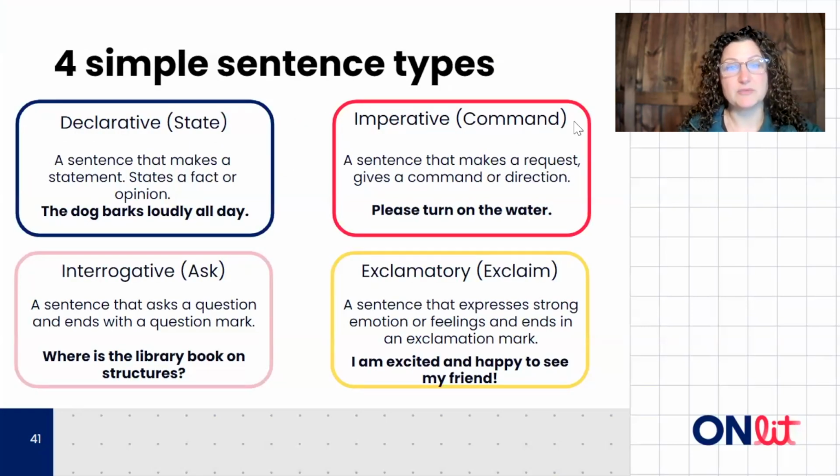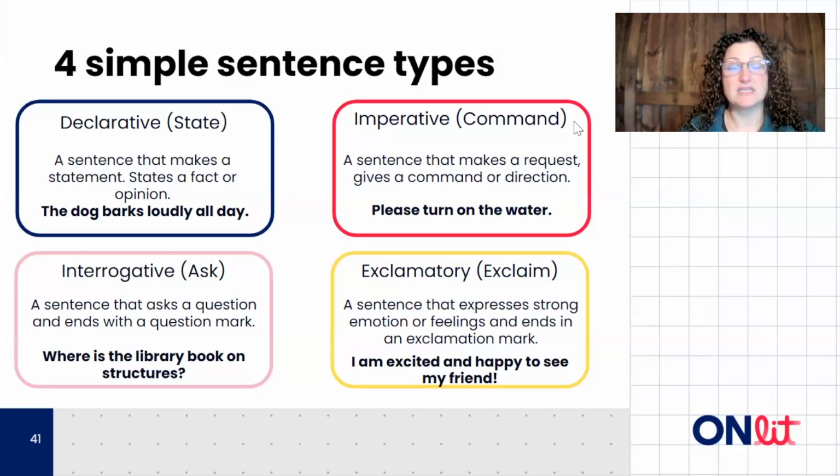After students have had many opportunities to talk about sentences in general, to think about them from a who and a do framework, we can begin to introduce the four basic kinds of sentences, again, from the perspective of their function. Declarative sentences are ones that make a statement that states a fact or an opinion. Imperative sentences make a request or give a command or direction. Interrogative sentences ask a question, and exclamatory sentences express a strong emotion or feeling and end in an exclamation mark.